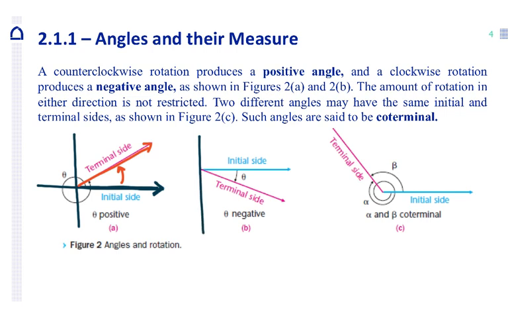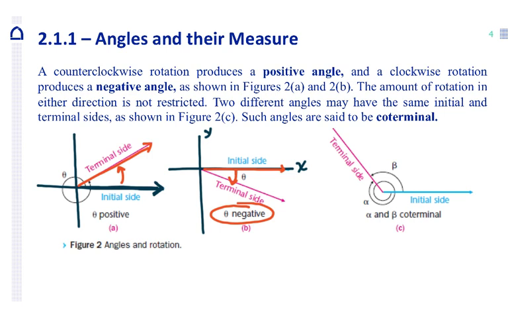It's also possible putting this angle on the coordinate axes. There's the x and there's the y, where the initial side is on the positive x-axis, but the angle, the terminal side, goes downward. This is called a negative angle.